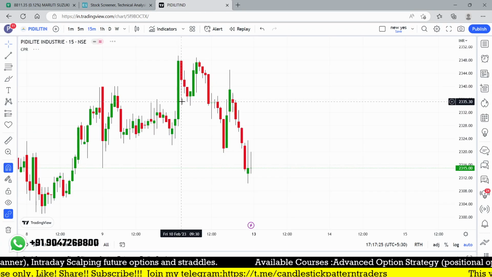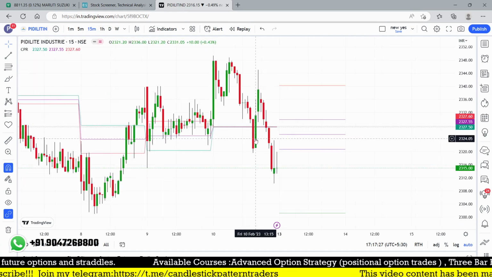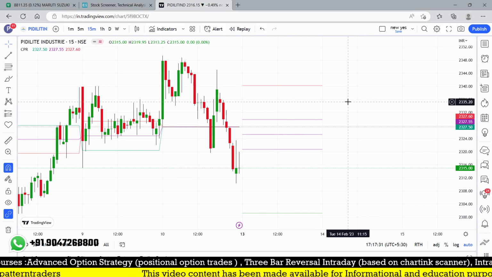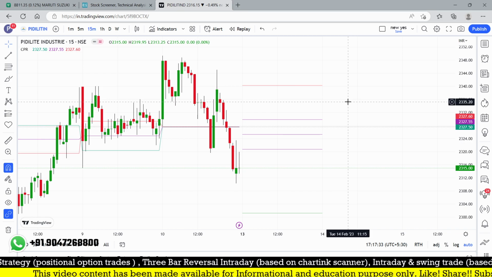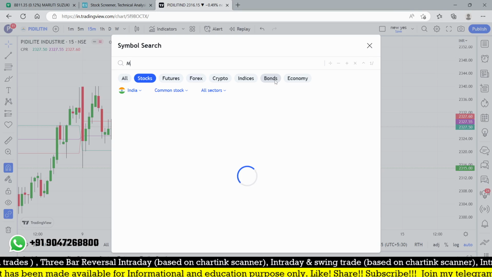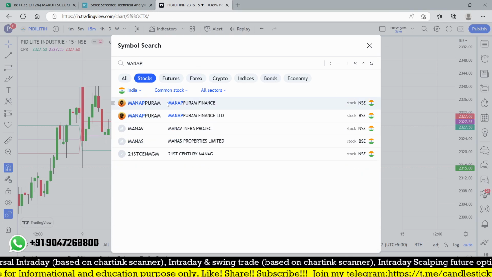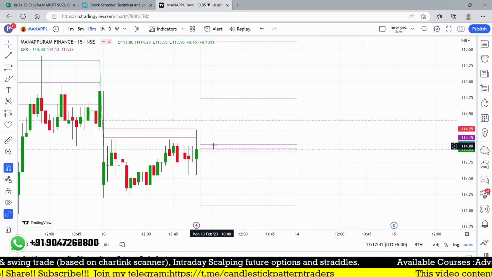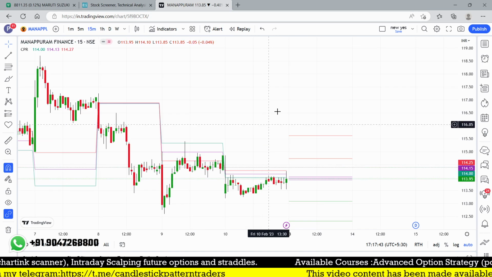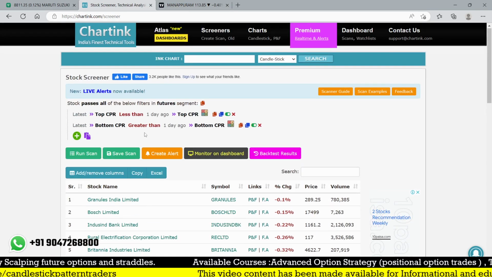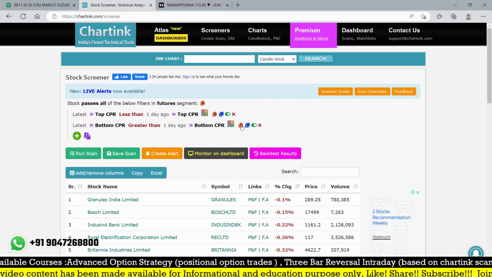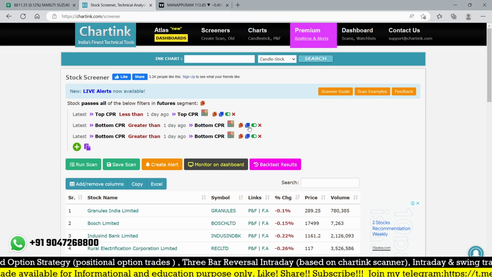Pidilite Industries. It's not an inside. Look at that. Previous should be a narrow, and today should be a top one. Pidilite. And what other stocks are you saying? Manappuram. What conditions are we going to modify? Manappuram is looking very slightly down. So let me add some other condition to filter out, and let me go to the later CPR, and we can go for the same conditions.